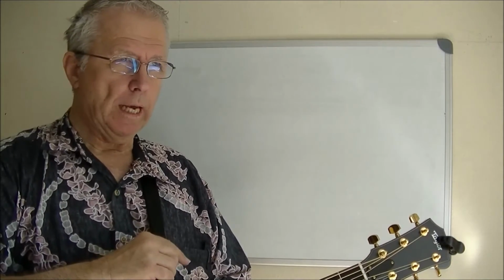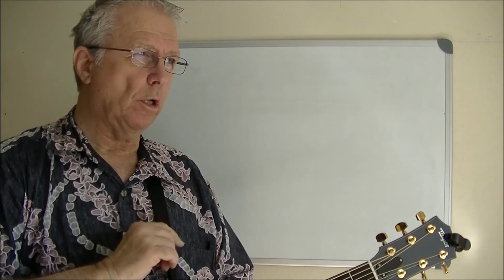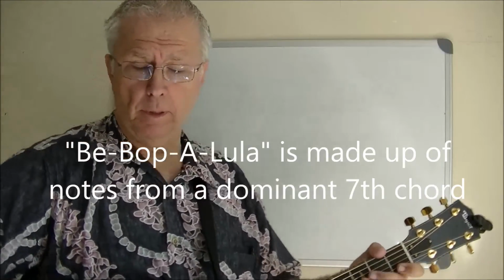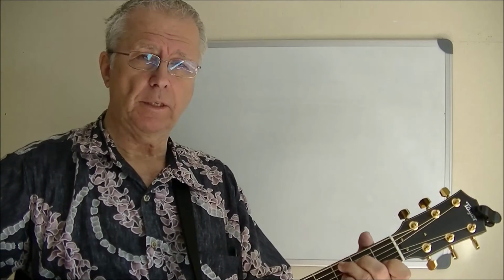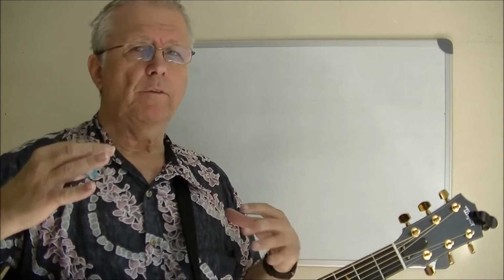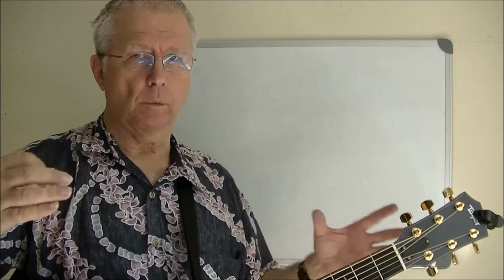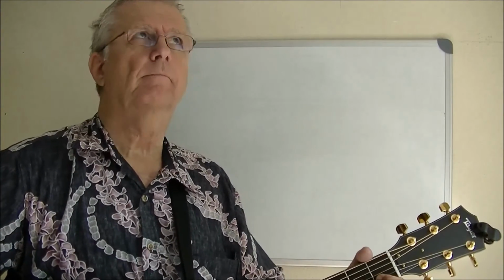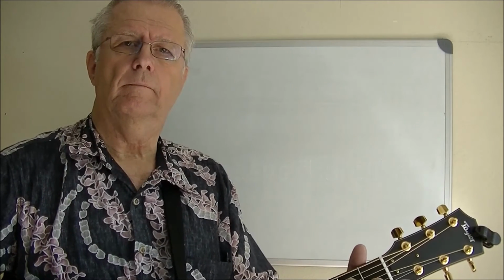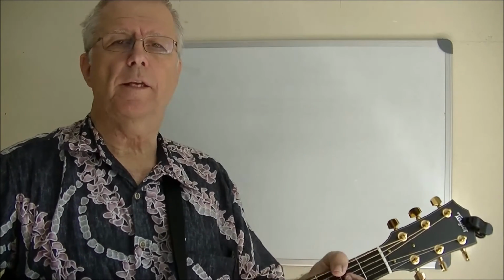Now, Bebop-a-Lula uses another type of chord called a dominant seventh chord, and all the notes that I played in the melody belong to a C7 chord. Here is a C7 chord, played as a chord with all the notes sounding together. But if you spread the notes out over time, you get what's called an arpeggio. And that's what it sounds like when you spread the notes out over time.